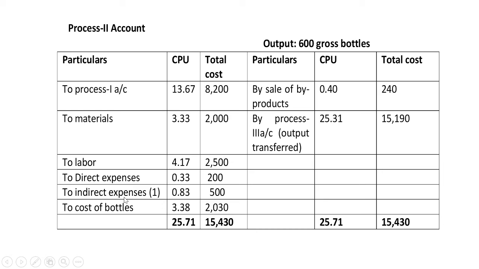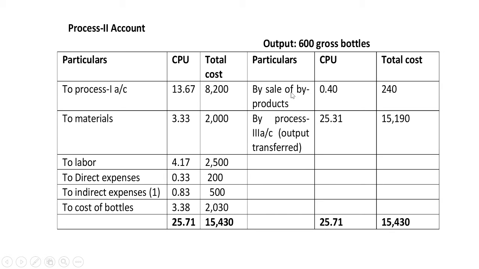So for indirect expenses, they have given you the ratio, and we divided by that ratio, and you will get the value as 0.83. Okay, I have actually shown that in the working note. Next is the cost of bottles. See, this is there only in process 2; in process 1 and process 3 there is no cost of bottles. So now you have to take it here. And by sale of by products.